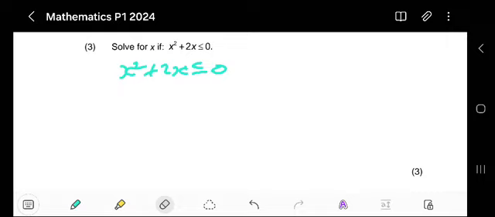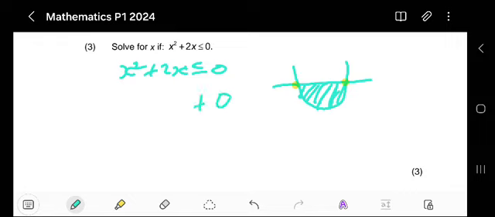If you sketch the parabola, the value will be negative below the axis. Remember, it's less than or equal to 0, so the turning points are included. It's negative in that region. We can take out the common factor here, which is x, and we're left with x plus 2, less than or equal to 0.